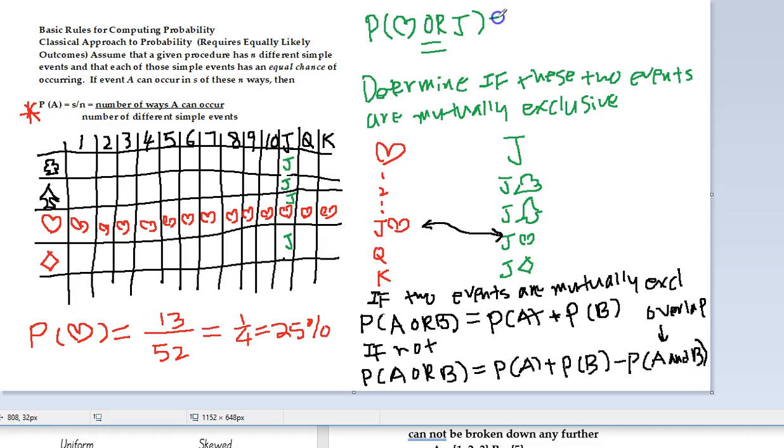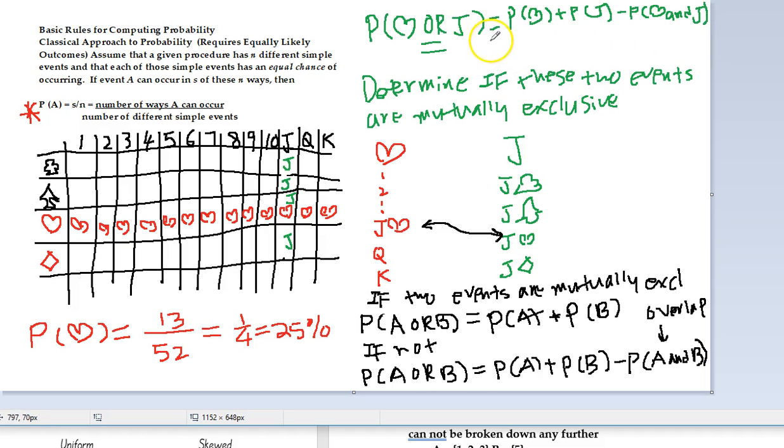So what we have to do now is find the probability of a heart, plus the probability of a jack, then subtract the jack of hearts.